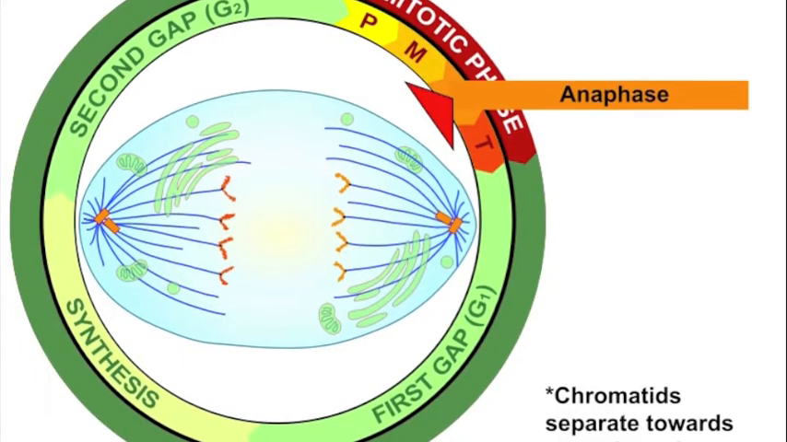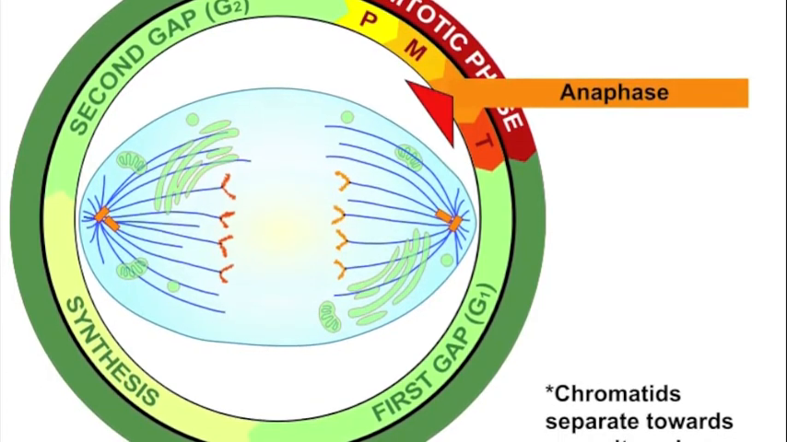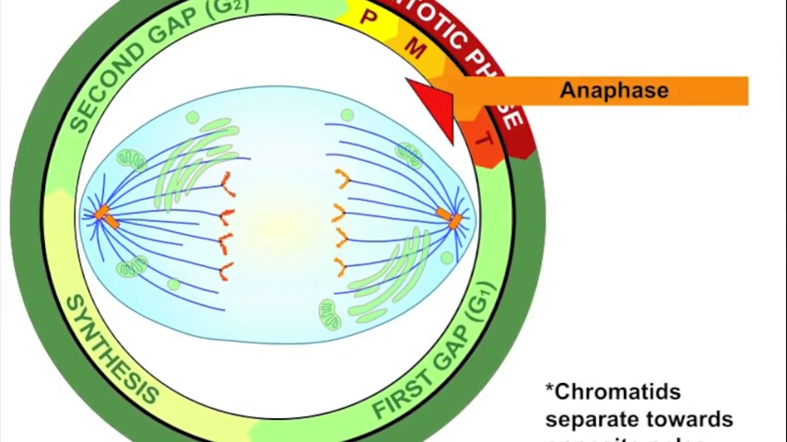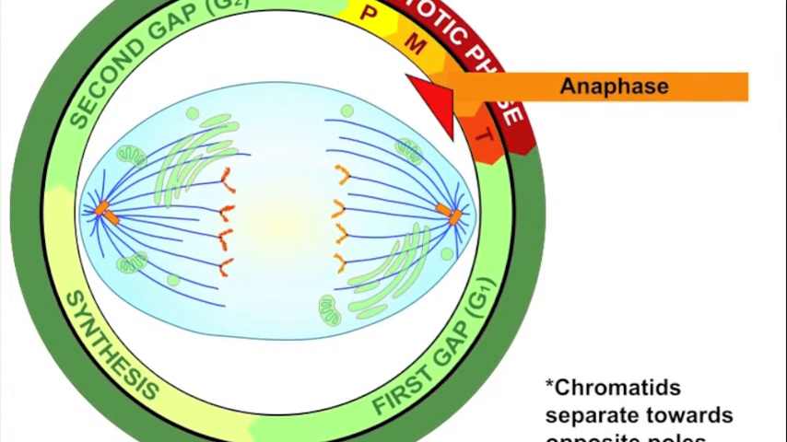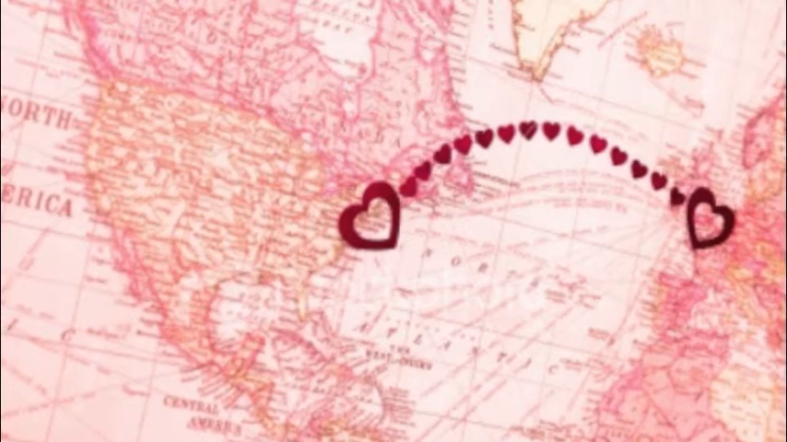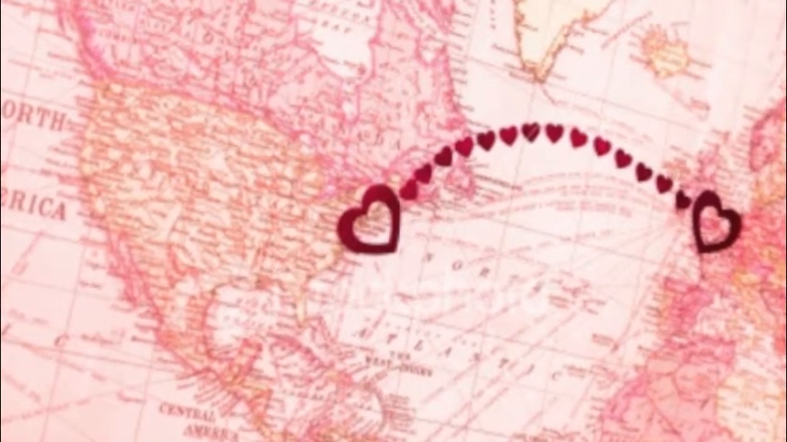In anaphase, centromeres of each chromosome separate. Each sister chromatid now has its own centromere, and is called a chromosome. Spindle microtubules attached to the centromere cause the chromosomes to move. This is similar to a couple having to separate due to travel.